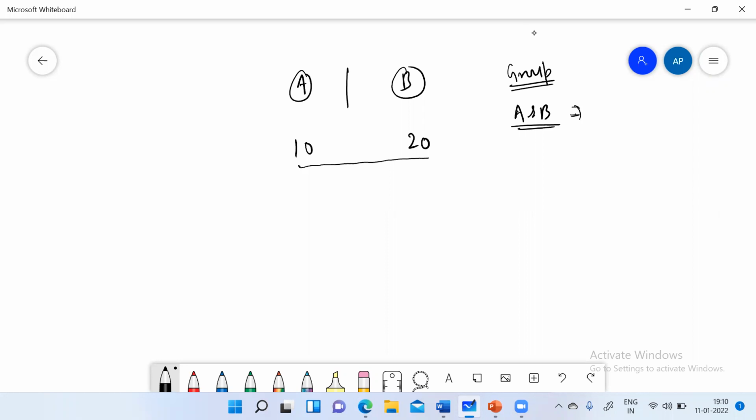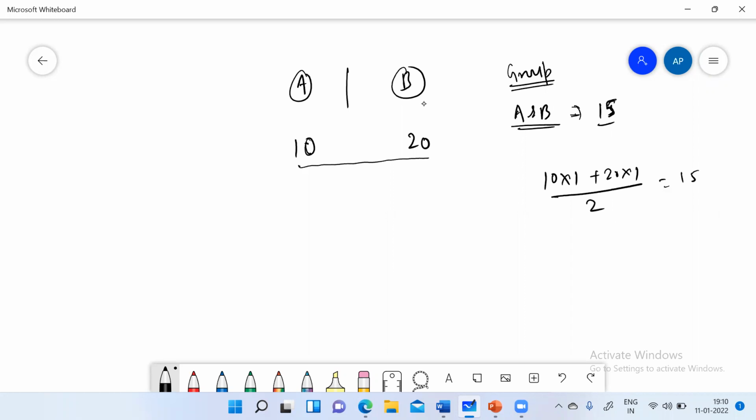10? I didn't get you. Tell me again. No, 15. Why not 15? If you find the total of both the groups, you'll see it this way: 10 into 1 plus 20 into 1 divided by 2, which is 15.